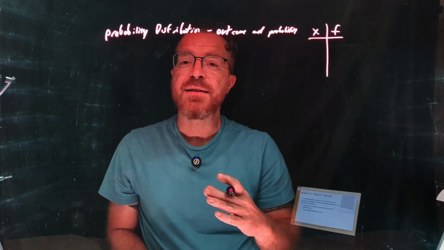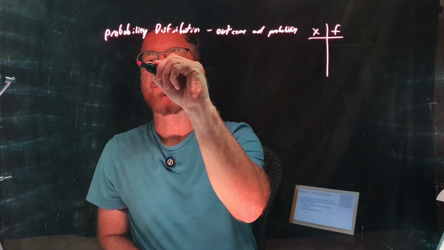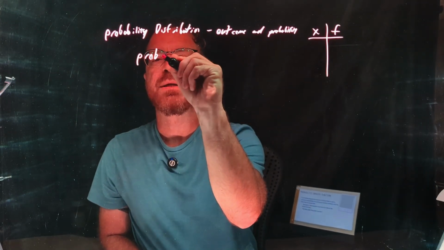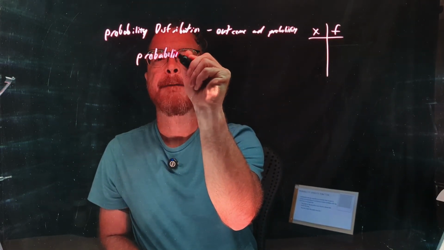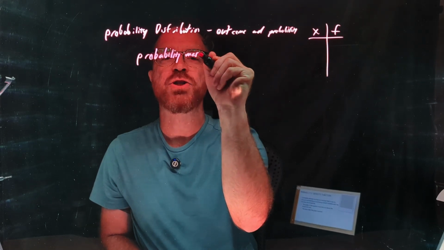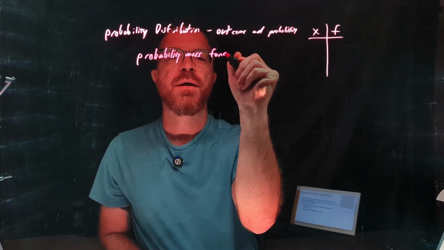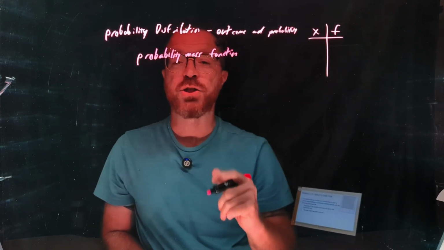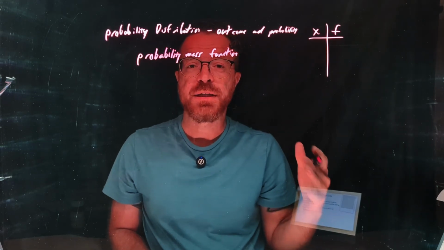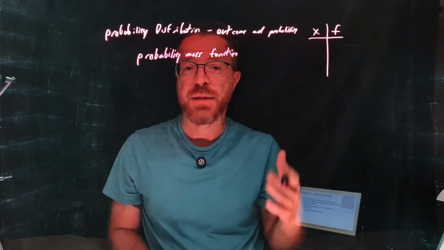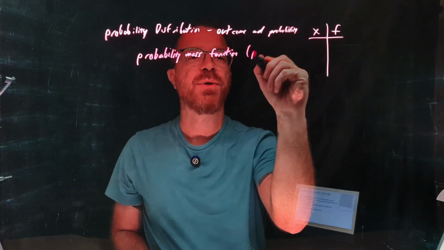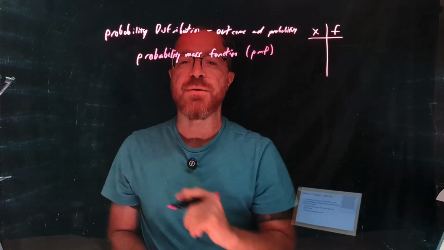For the discrete case, we actually had a name for this, which was called a probability mass function. And this is the function that describes possible probabilities for every single possible outcome. So this is referred to as a PMF.